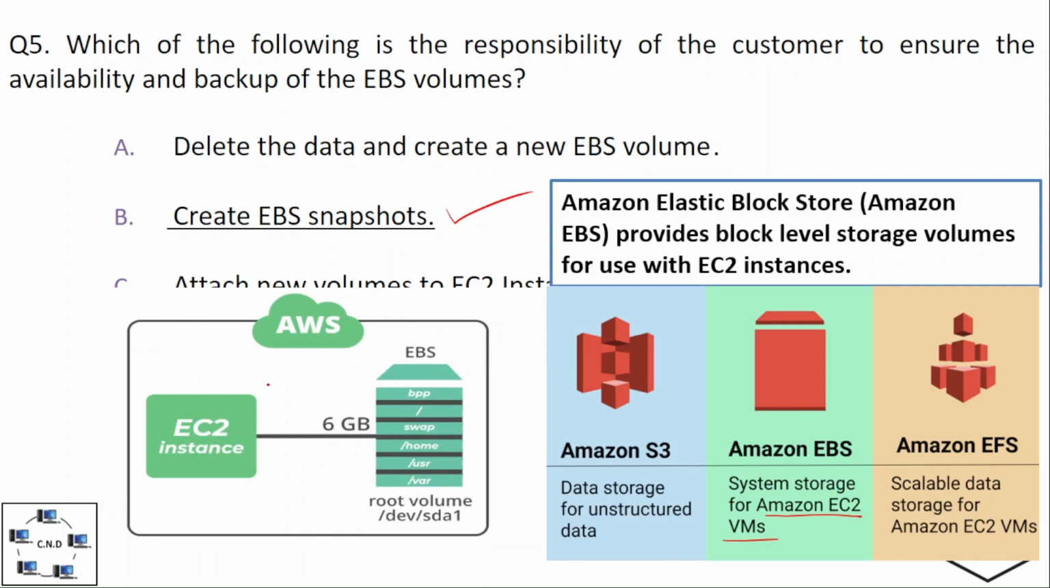Here we can see that, let's suppose this is an Amazon EC2 instance or a VM, and this is an EBS volume that is mounted on this instance. And these are the different shares or directories that are present in this EBS volume. Let's move forward to the next question.